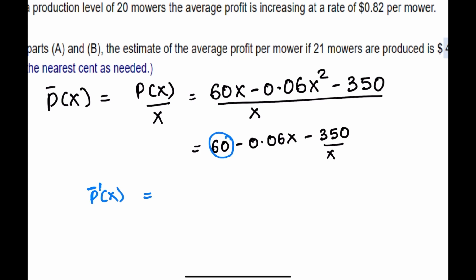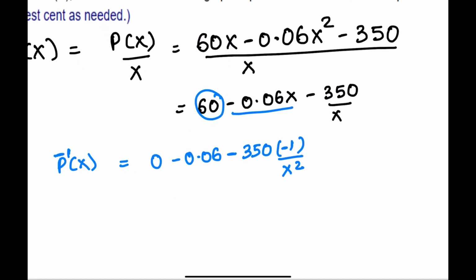So the derivative of 60 is 0. The derivative of negative 0.06x is negative 0.06. The derivative of x is 1, negative. The derivative of 350 is a constant, it comes down. And the derivative of 1 over x is, let me make some space here, negative 1 over x squared. Now if I combine these, I get negative 0.06. Negative times negative becomes a positive 350 over x squared.